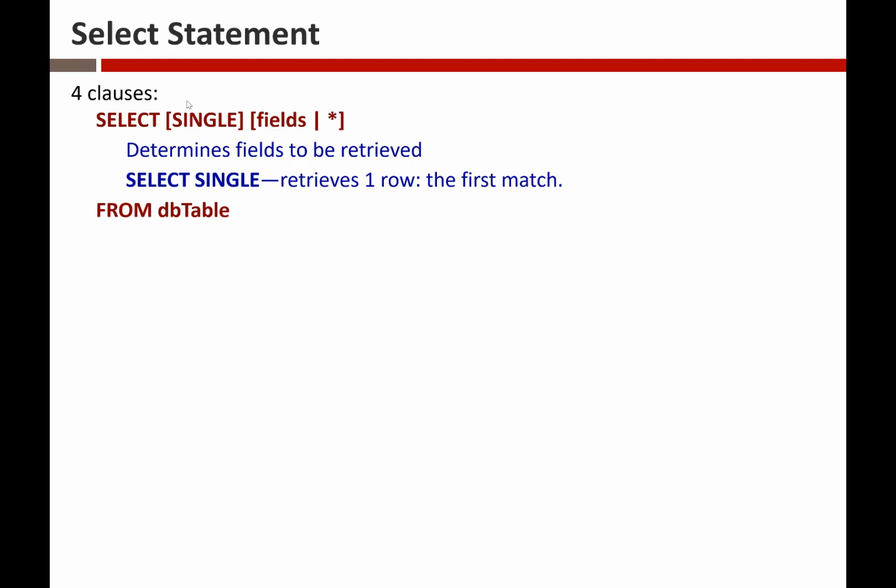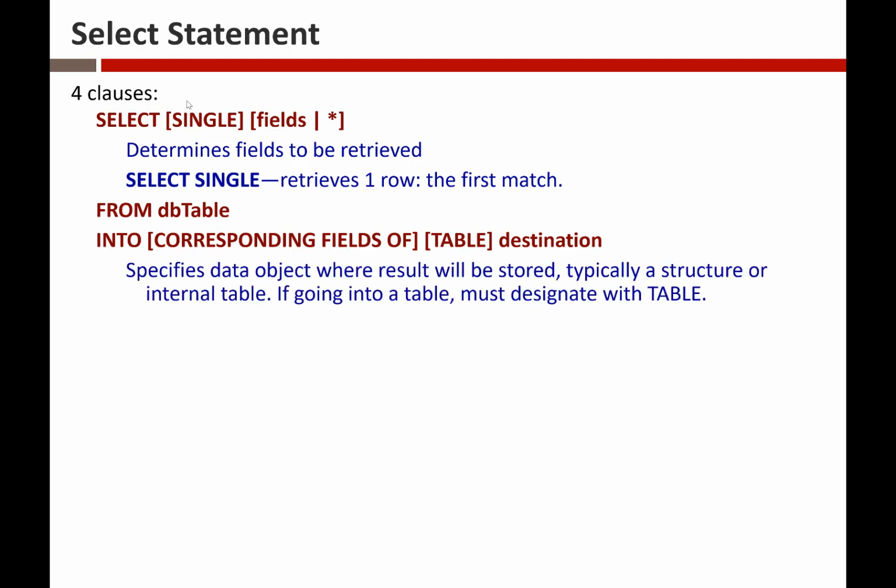That's pretty straightforward. That will either be an SAP system table or a database table that we have created, specified there. Into, and we'll almost always use into corresponding fields of, although we may find that we don't have to use that in certain instances. We may have the keyword table listed there, and then where this is going.